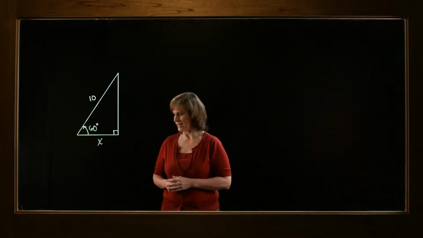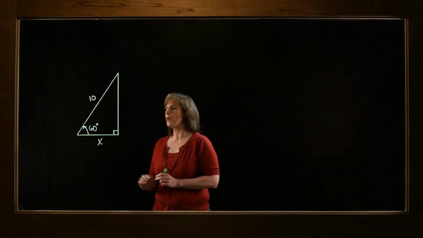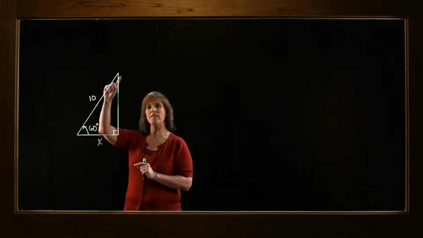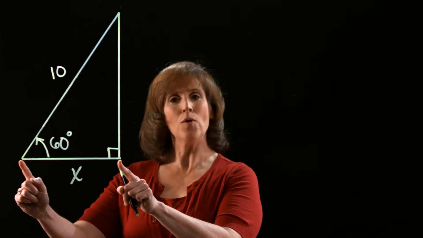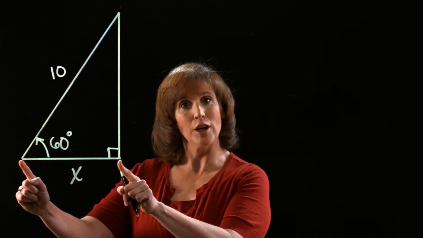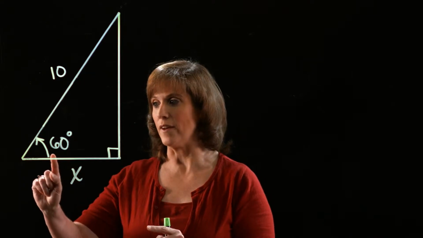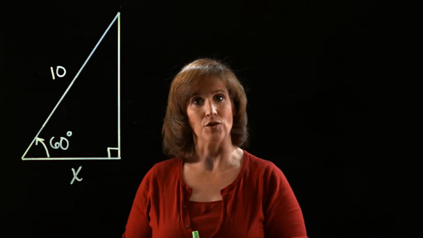Well, let's see what we have in this case. We know that we have a right triangle, and the hypotenuse has the length of 10. This horizontal leg, that length is what we're looking for. And we're also given the angle, 60 degrees.